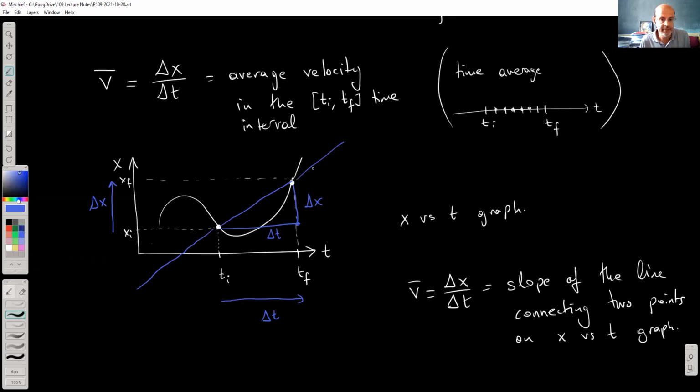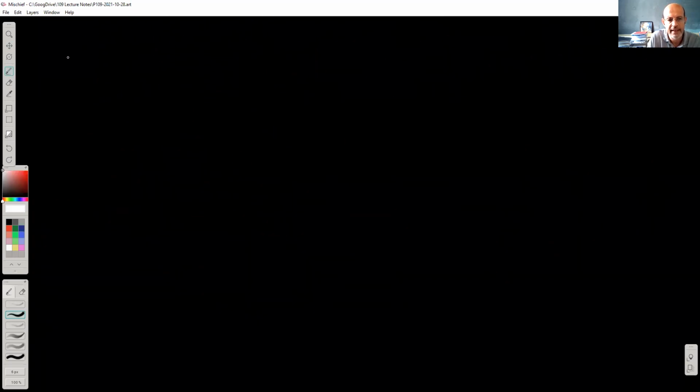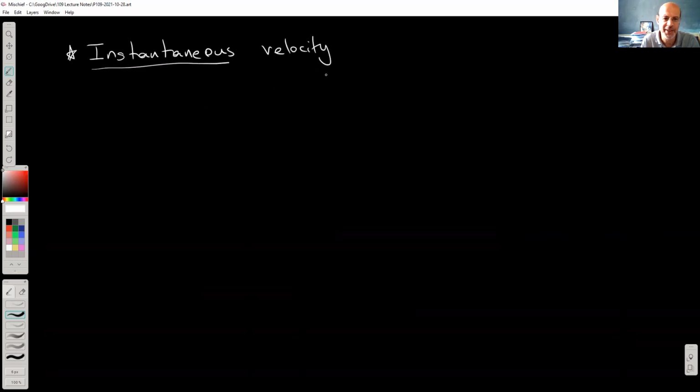So that's it. We don't have anything else to say for the average velocity, but we use this to obtain the concept called the instantaneous velocity. All right. Let me just put it as a title here: instantaneous velocity. It's a skill to be able to write this word, actually.